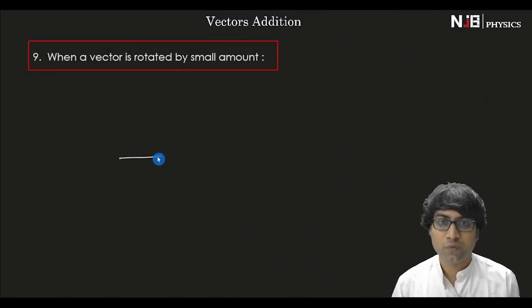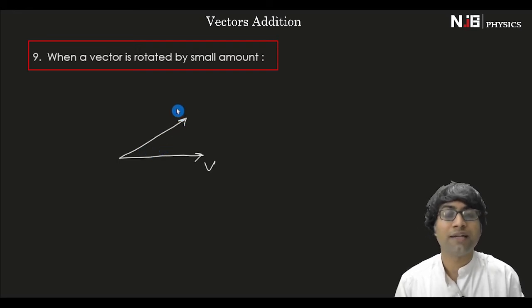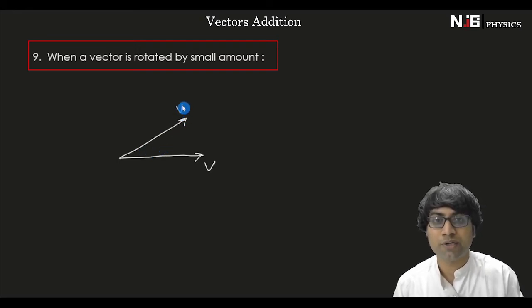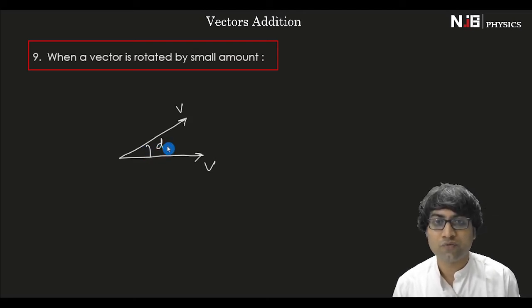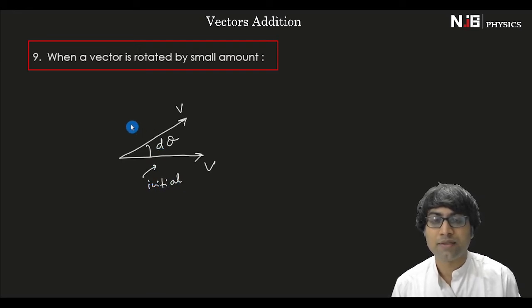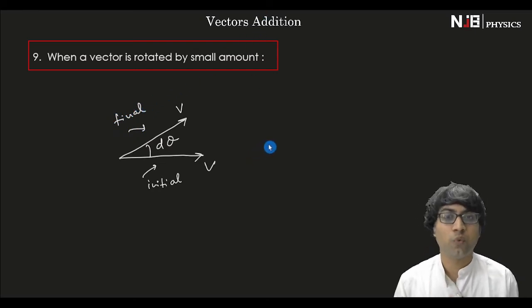So let's say we have a vector whose magnitude is V and it is rotated by a small amount. This is going to be the vector after its rotation. Definitely its magnitude is not going to change, so its magnitude will remain as V, and the angle by which we have rotated it is very small, so I'm going to refer to it as d theta. So you can see that this is going to be the initial vector and this is going to be the final vector, and we are interested in finding the change in vector.